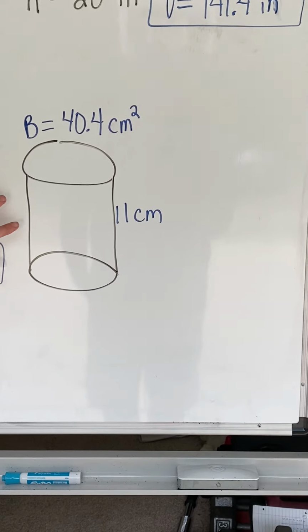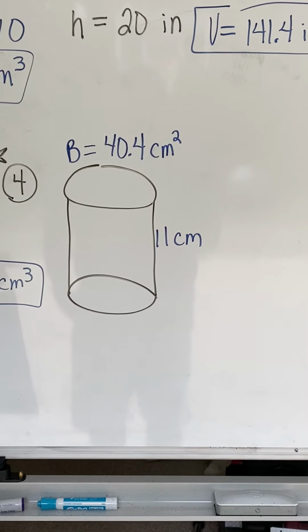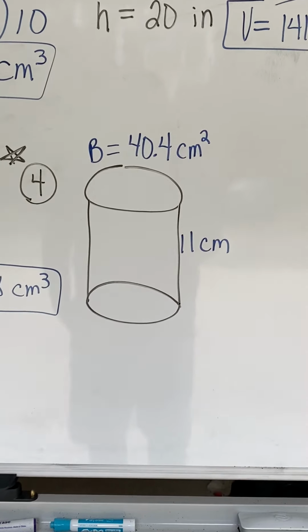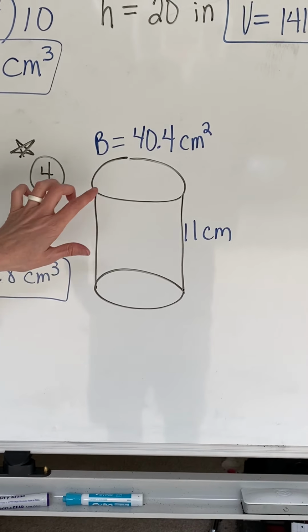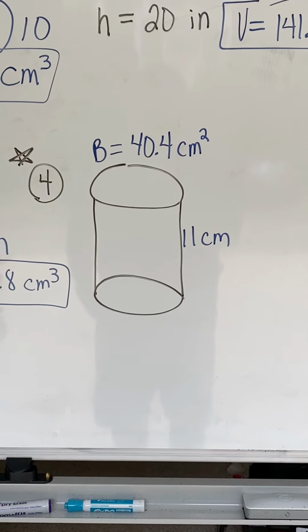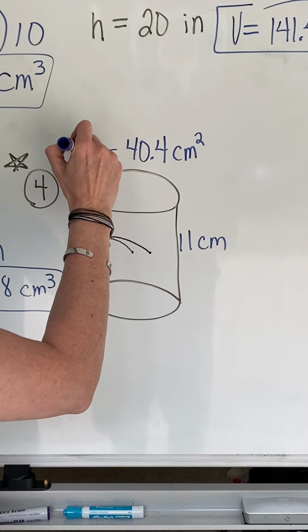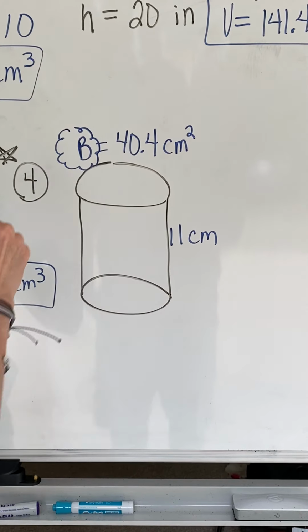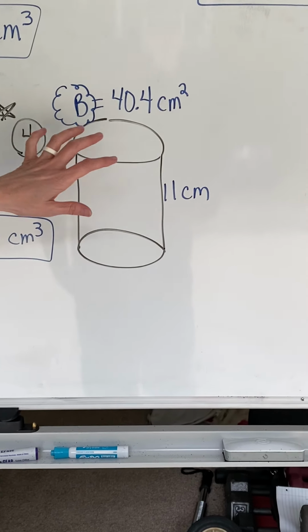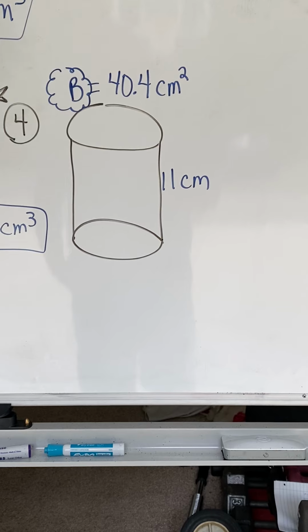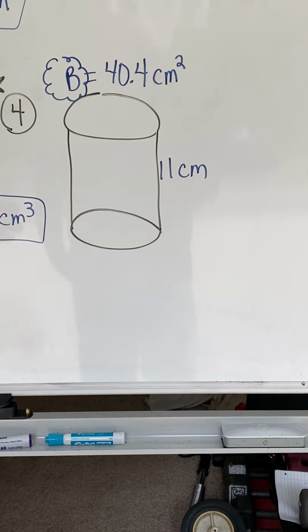I do want to draw your attention to number 4, because number 4 is going to be, I think, like number 1 on your assignment today. If you notice, I don't have a radius, I don't have a diameter, I have a capital B. This actually works out to be a little bit easier because this capital B is pi r squared. So that's already taken care of.